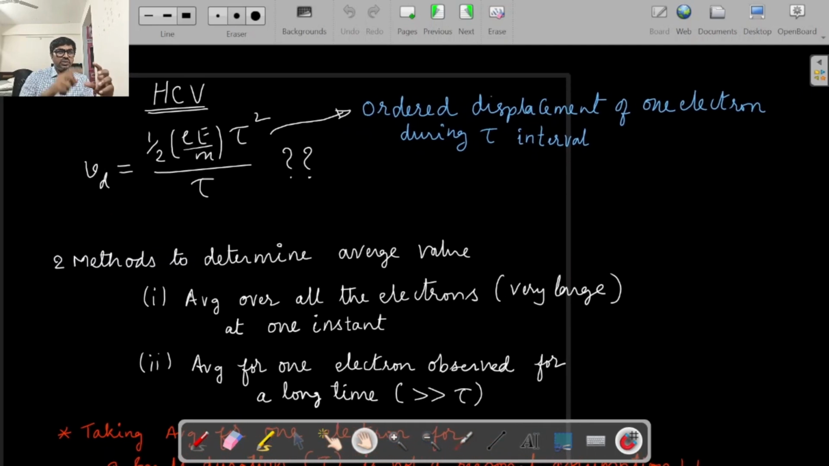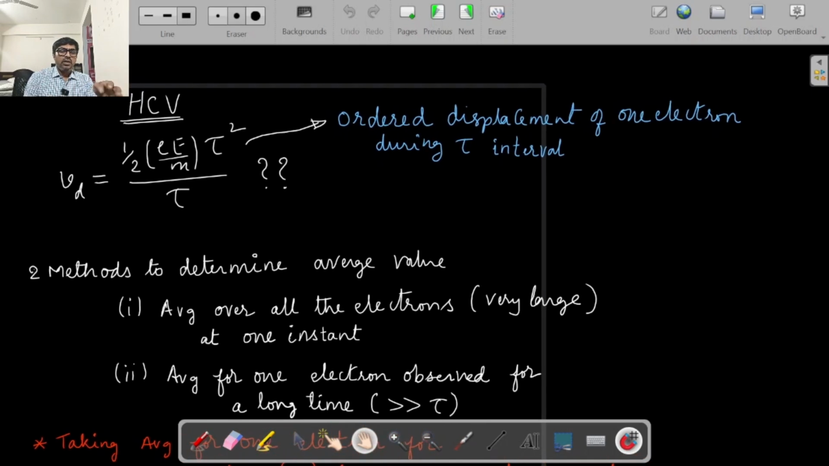In that he gives a little bit of theory of assumptions, and then straight away writes this equation without much explanation. Vd, the drift velocity magnitude, is equal to half of E by m into tau square. Here E is the force, so E by m is the acceleration. If you look at the numerator, it looks like the ordered displacement due to the external field of one electron during the tau interval, divided by tau. Displacement by tau is the average velocity you are getting.